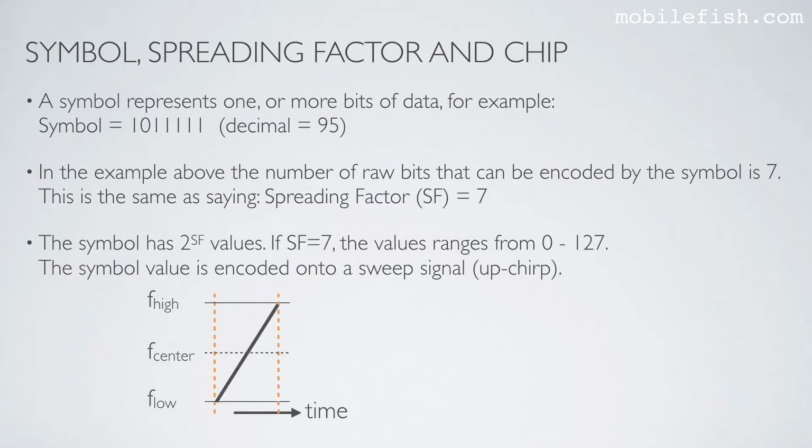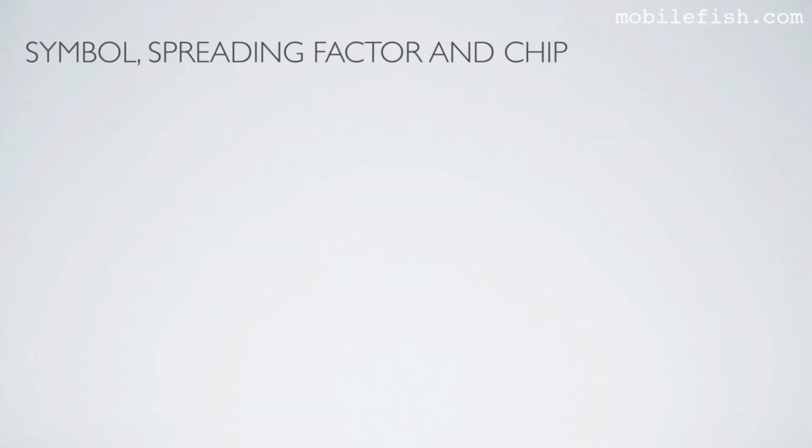It also means the symbol has 2 to the power SF values. If spreading factor is 7, the values range from 0 to 127. The symbol value is encoded onto a sweep signal. Please note the following. What I'm now going to explain is a very simplified explanation, and it does not reflect the reality. But the explanation will give you the knowledge to understand the concept.